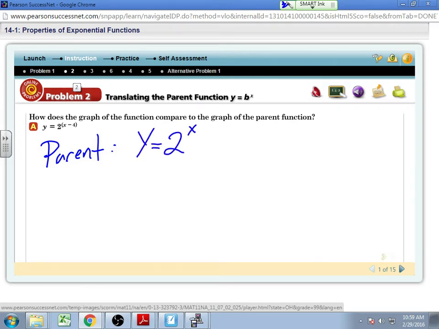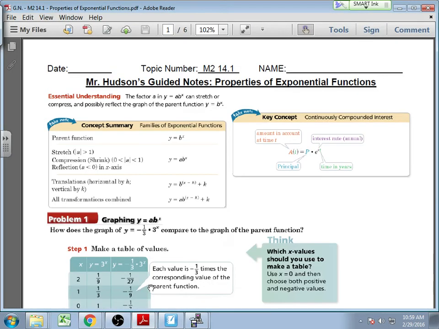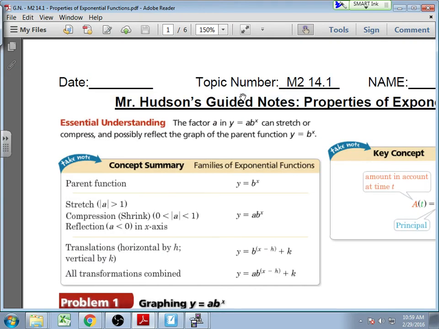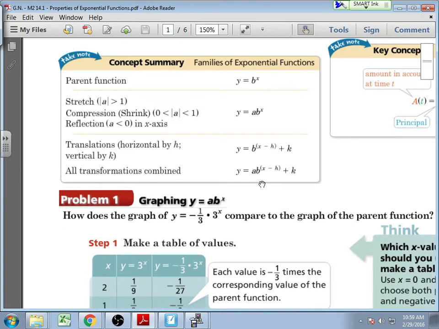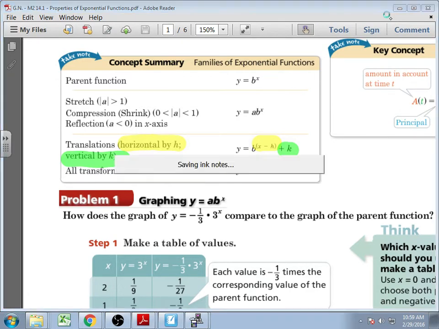Isn't the minus 4 shift it horizontally? You are correct. That would give me a horizontal shift. So any change to the exponent is a horizontal shift. You can refer back to the front where it shows you this table right here, which is gold. It's valuable. B minus H, horizontal by H. A plus K, vertical by K. It tells you everything you need to know on that little table on the front.